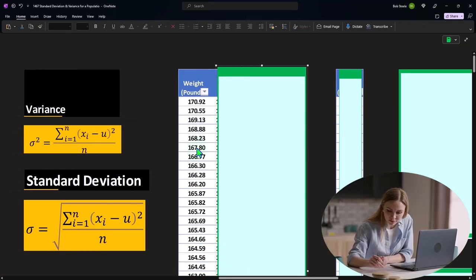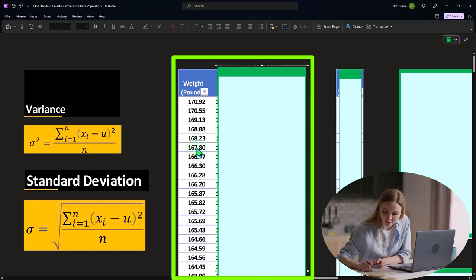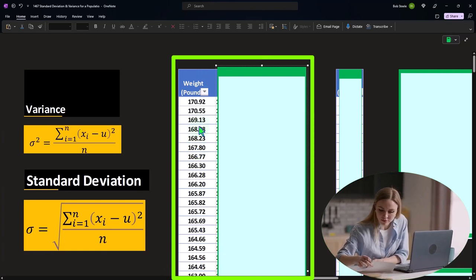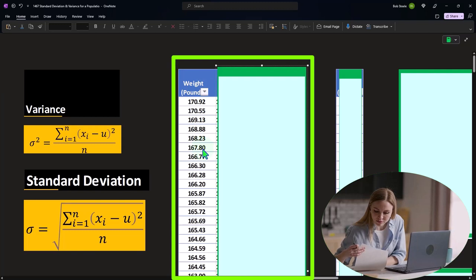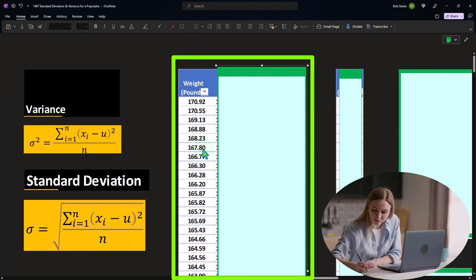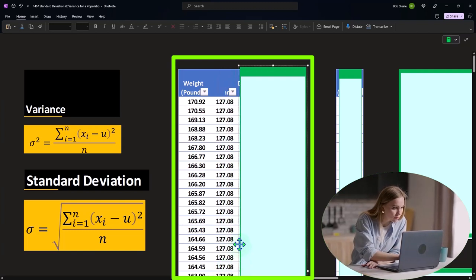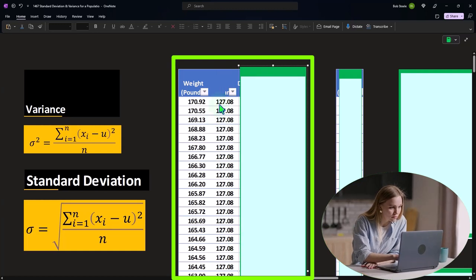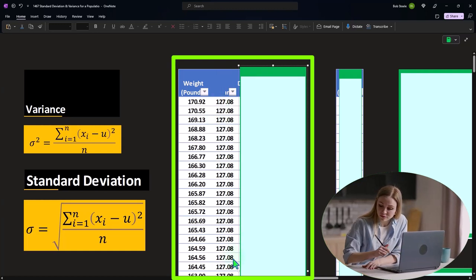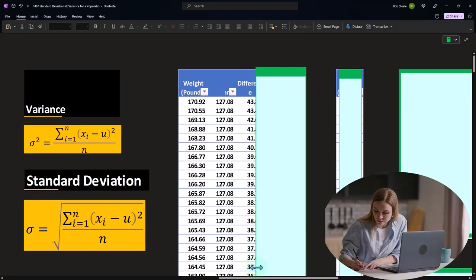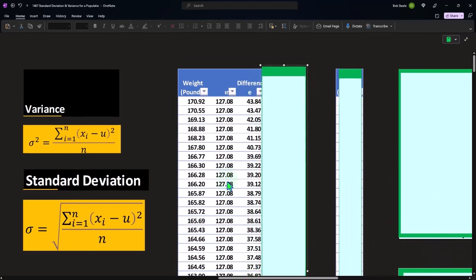So if we do this in more of a manual method, a way that we can see what is happening, we can take each of these data points, which would be quite tedious because it's a long data set, but if you're in Excel, pretty easy to do. Take each of those data points and subtract it from the middle point, the mean, which was that 127.08 that we calculated before. This is the distance from each data point to the mean.